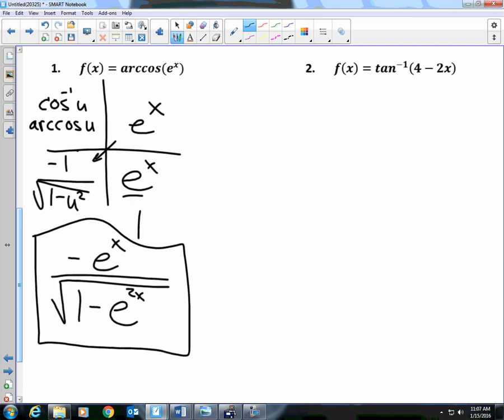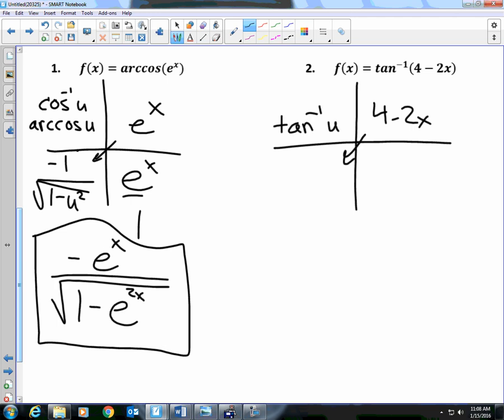All right, so this one right here, same thing, chain rule. The inside is 4 minus 2x, and the outside is arc tan or tangent inverse of u. Whichever way you want to say it is fine. Just don't say tangent to the negative 1. That's not correct. Derivative of arc tan is 1 over 1 plus x squared. I'm sorry, in this case, our variable is u. We're using the chain rule, so u squared. Derivative of 4 minus 2x.